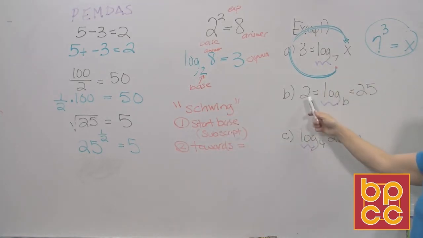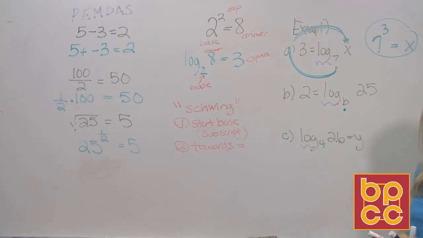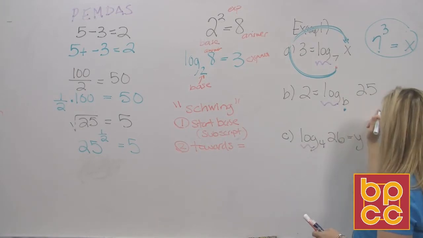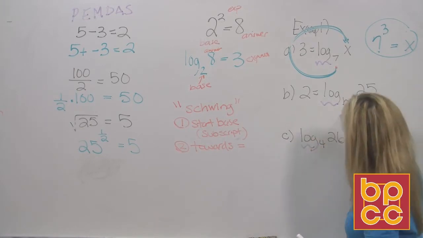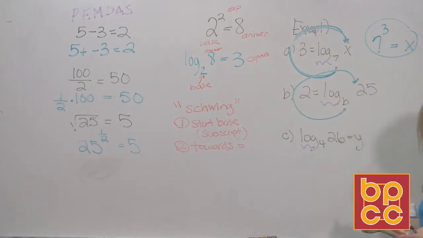Here's my log equation. 2 equals log base b of 25. Okay? To swing, you start at the base. What's the base? It's the subscript b. We always go towards the equals. So I go to the right or to the left. I would go to the left, and I'm going to make this loop. That just gives me a visual to figure out what order to put the terms in.